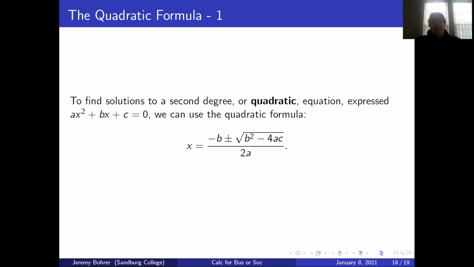To find solutions to a second degree or quadratic equation expressed as ax squared plus bx plus c equals 0, we can use the quadratic formula: x equals negative b plus or minus the square root of b squared minus 4ac, all over 2a. This is sometimes remembered by singing it to the tune of Pop Goes the Weasel. X is equal to negative b plus or minus square root of b squared minus 4ac all over 2a.